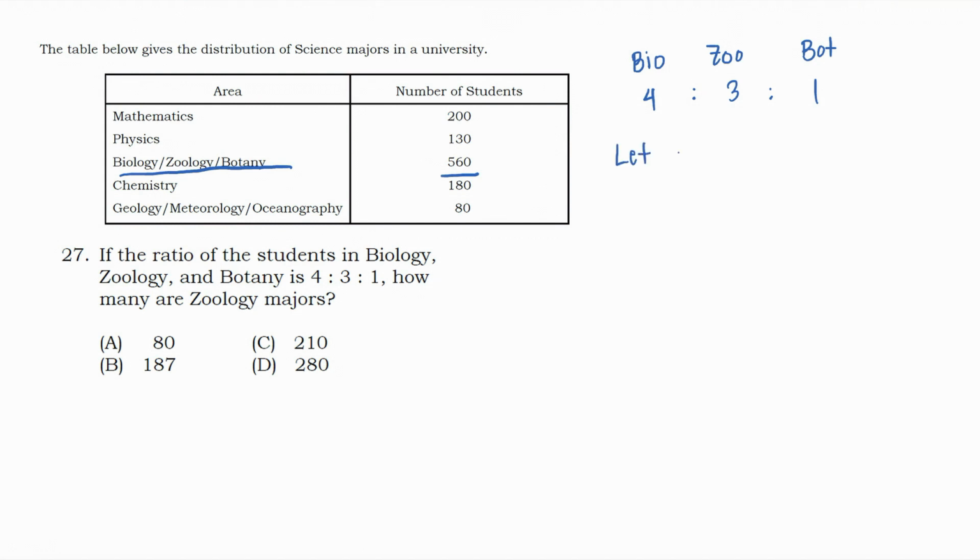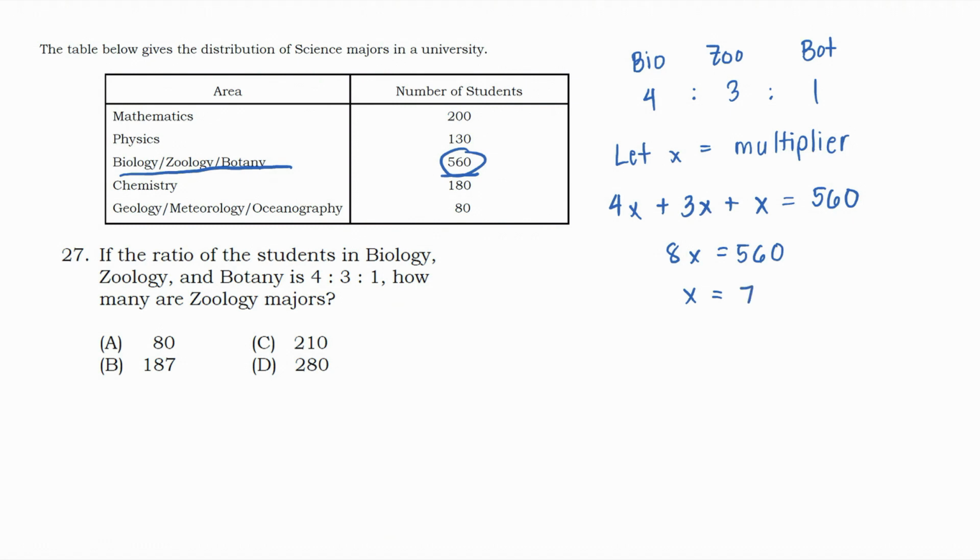So, let x be the multiplier, or yan yung value na imumultiply natin para makuha natin yung number of students per subject: number of students sa bio, number of students sa zoology, and number of students sa botany. So, for that, we have 4x plus 3x plus x is equal to yung total nila na 560. 4 plus 3 plus 1 is equal to 8x is equal to 560. And then, x is equal to 560 divided by 8 is equal to 70.